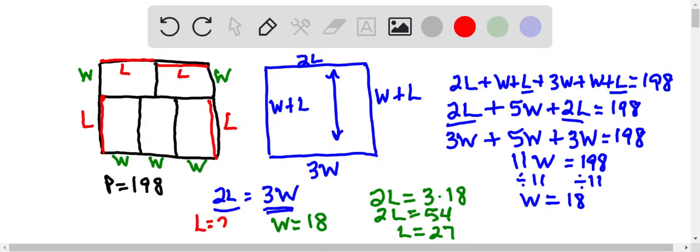So L is 27. So what would be the perimeter of just one of these right here? I just want the perimeter of one of them, so I need to add up the length, the width, the length, and the width. So 27 twice, and the 18 twice to figure out the perimeter. So when you add them up, that means my perimeter must be 90.